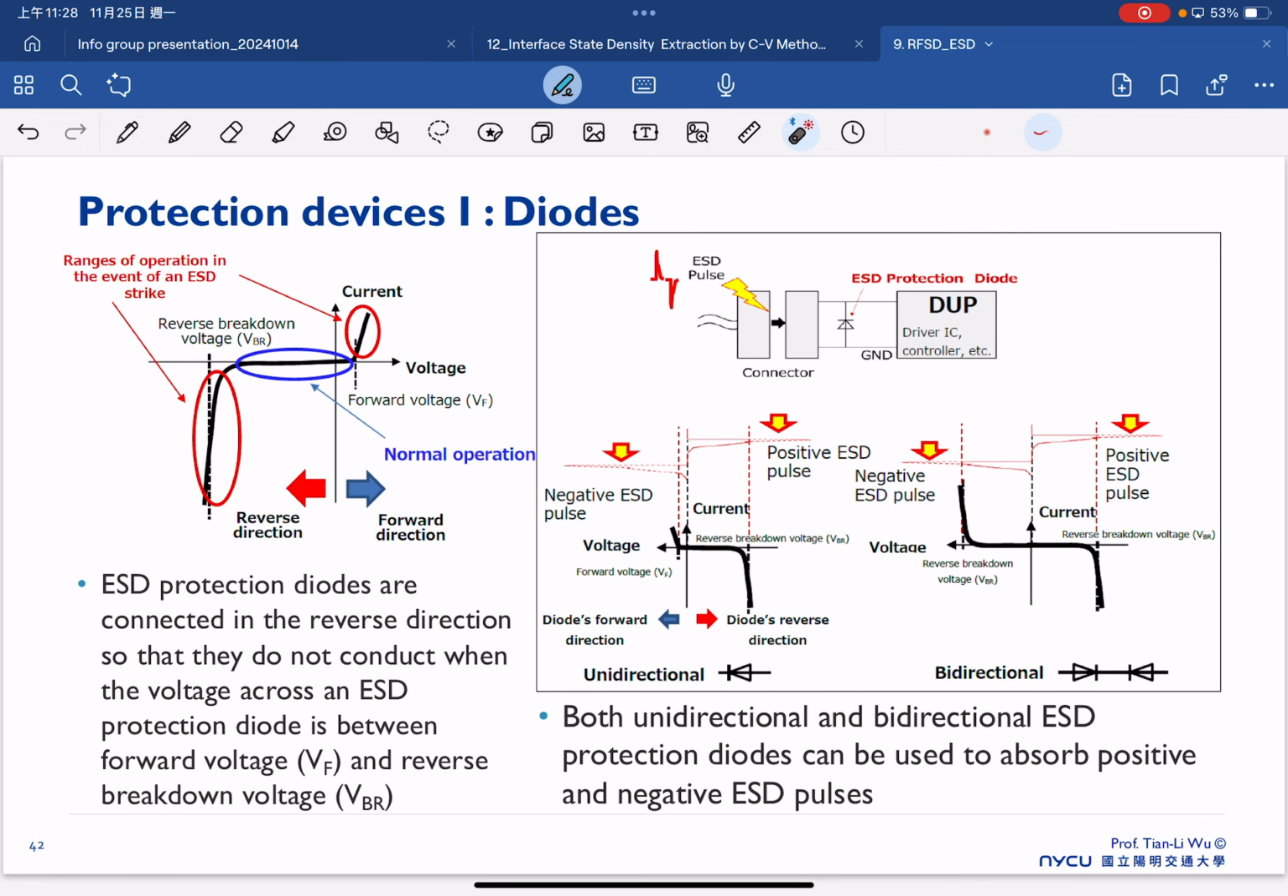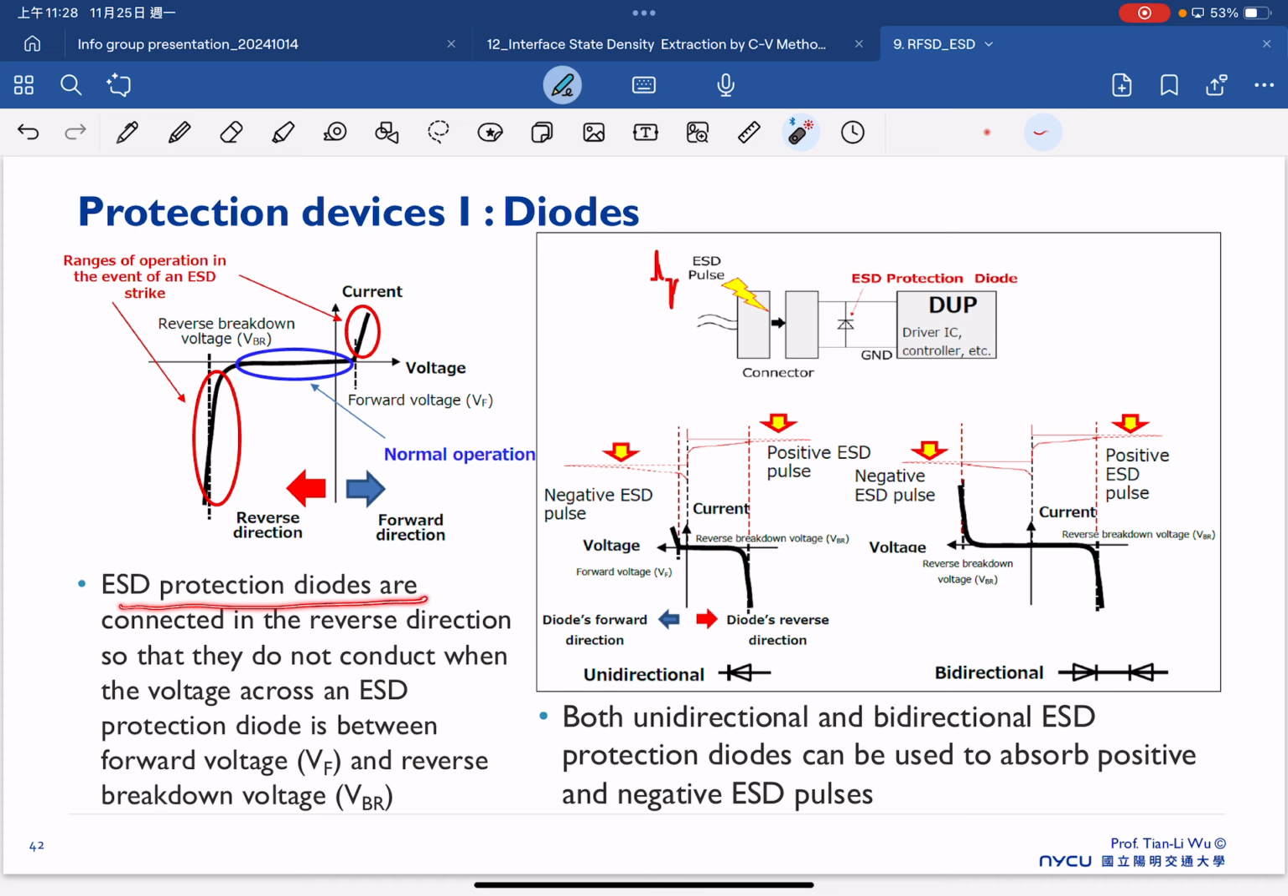So this is the one that I already mentioned, how the protection device, like the diode, can be used as an ESD protection. As I said, in normal operation the device always operates in this region if there's no ESD event, so this additional protection device won't influence the regular operation. But once there is an ESD strike, the diode will operate from here to here. So we want a high current, low resistance path to shunt away the current.